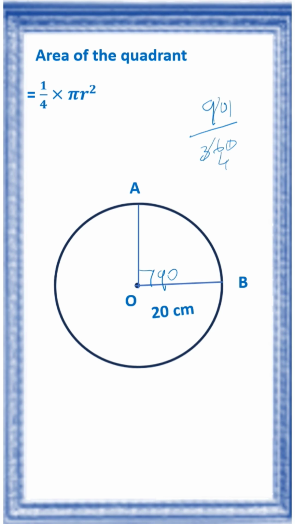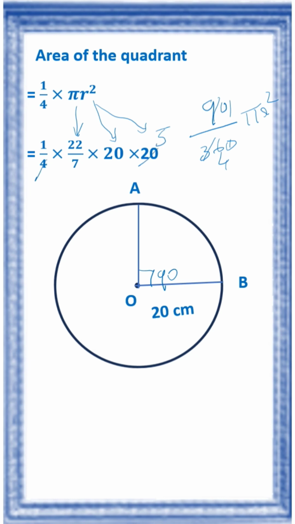1/4 into pi r square. Okay? And let us substitute. 1 by 4, pi is 22 by 7, r square 20 into 20. Here 4 ones are 4, 5 fives are 25. Here we can understand that if we put 22 by 7, the calculation will be difficult. So if the radius can be cancelled by 7, then only we can put 22 by 7.